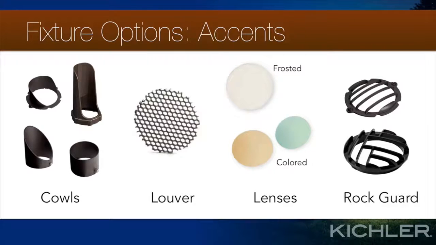Colored lenses can be used to amplify the colors in a landscape. Amber lenses create a warmer ambience, and blue or green lenses can bring out the greens in the foliage. Rock guards protect in-ground fixtures from damage. All fixtures come in a variety of finishes. The popularity of different finishes varies somewhat from region to region, so talk to your distributor to determine what they have in stock and what's popular in your area.